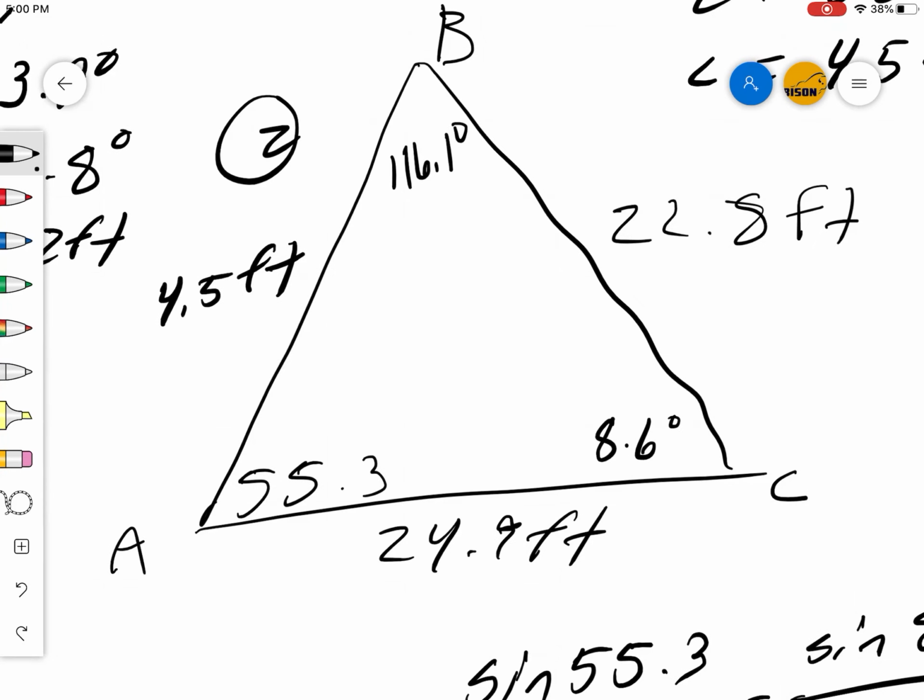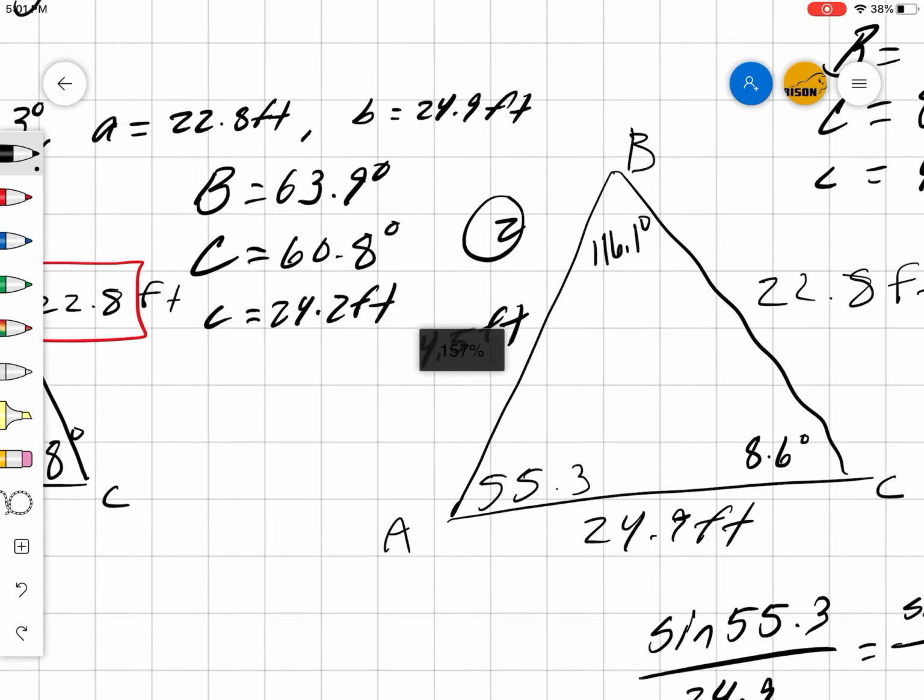Triangle 2. Let's make sure it works out. Smallest angle is going to be 8.6. That is across from 4.5. That is definitely the smallest angle. The middle angle is going to be 55.3. That's across from 22.9. That checks out. I think it's actually 22.8. That checks out. And then 116 is across from 24.9, so we are good to go on that.